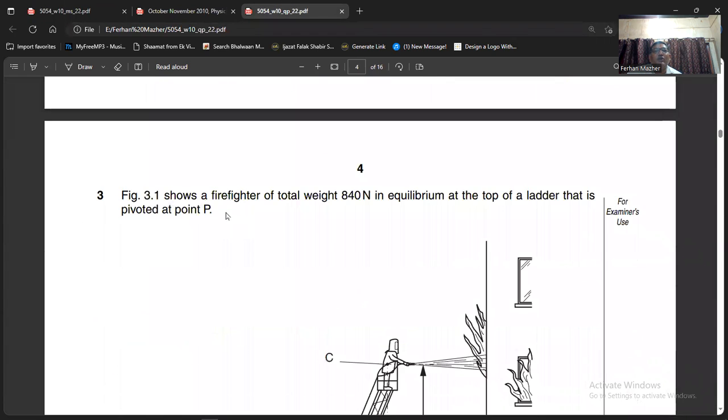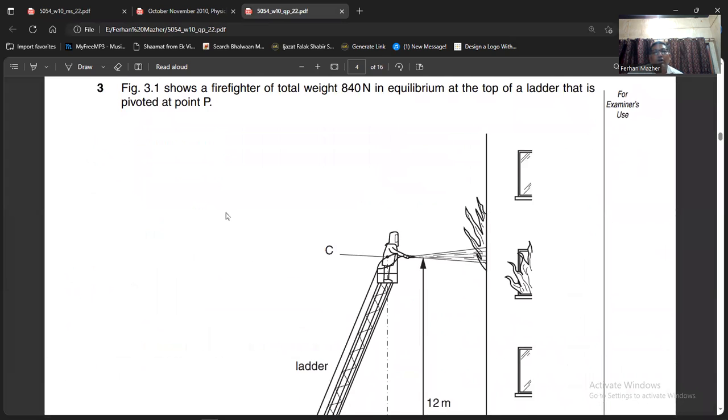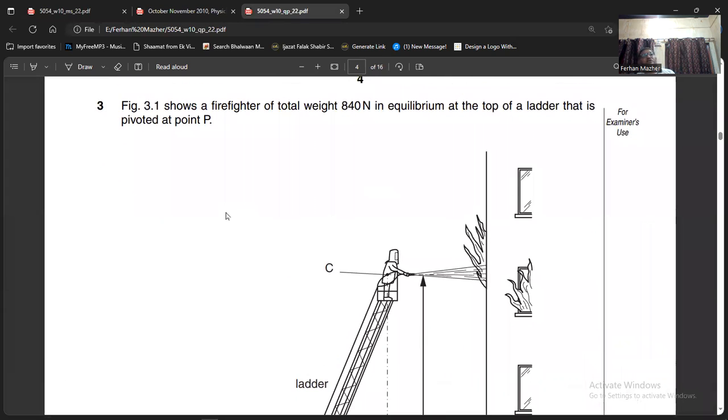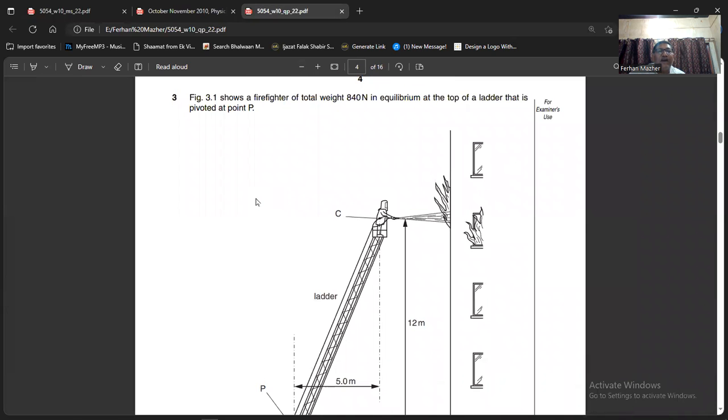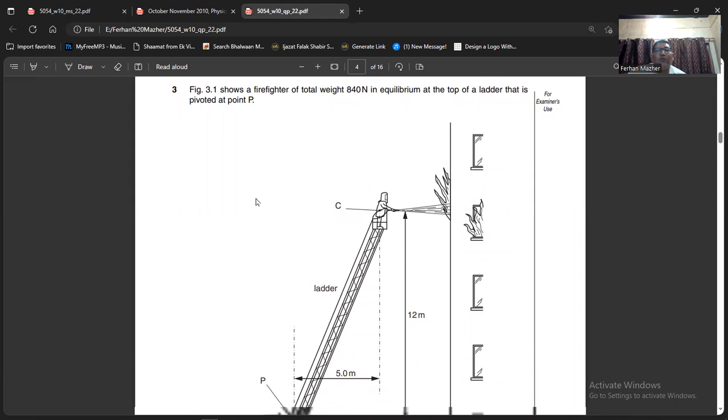So we are done with question number 2. Now we are going to question number 3. Figure 3.1 shows a firefighter. Here we are showing a firefighter of total weight 840 newtons in equilibrium at the top of a ladder that is pivoted at the point P.